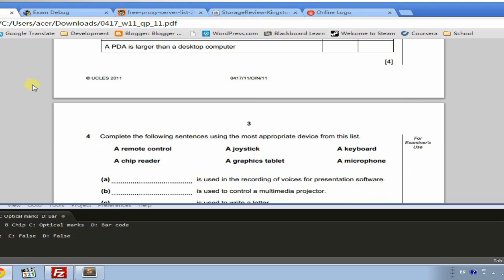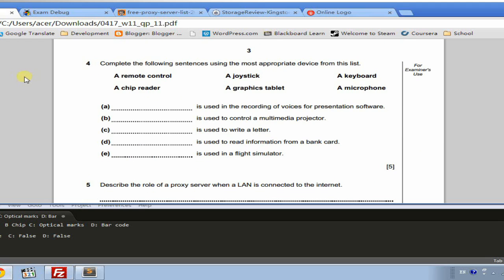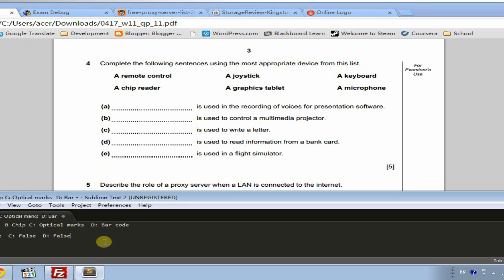Okay, let's have a look at the next one. Okay, so we're still on these fairly easy questions, and it's a lot of just matching up and knowledge. Don't worry, the test gets more interesting and harder as you go along. So anyway, complete the following sentences using the most appropriate device from the list. Again, we just have to have a certain amount of knowledge here. So a remote control.